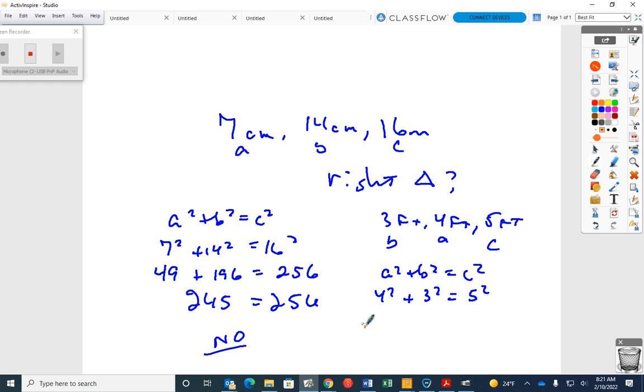What's 4 squared? 16. 16 plus what's 3 squared? 9. What's 5 squared? 25. What's 16 plus 9? 25. Does 25 equal 25? Yes. So do these form a right triangle? Yes. If they equal each other when you get down to the bottom, then they do form a right triangle. If they don't, then they don't. Easy enough, right? Any questions on this? Are we good?